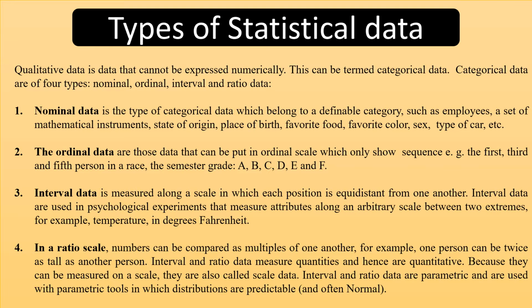So interval and ratio data are parametric, and they are used with parametric tools in which distributions are predictable, and it's often a normal distribution whereby the mean is equal to the median and also equal to the mode, or the coefficient of skewness is equal to 0. That's when we have a normal distribution.